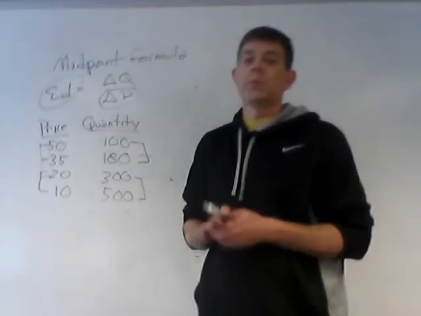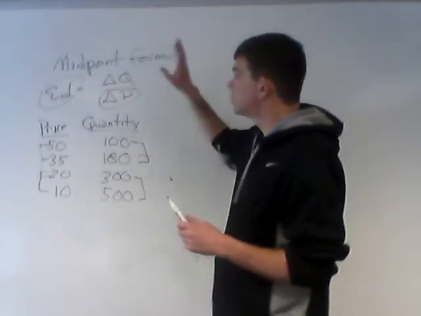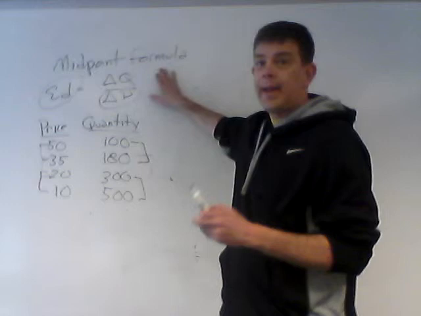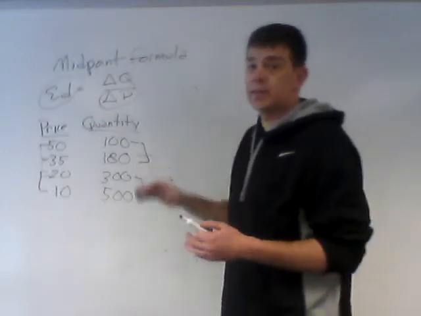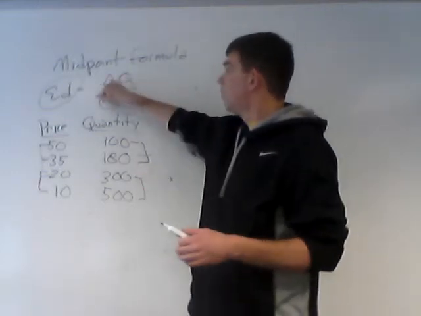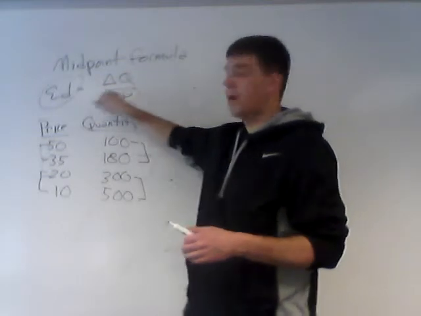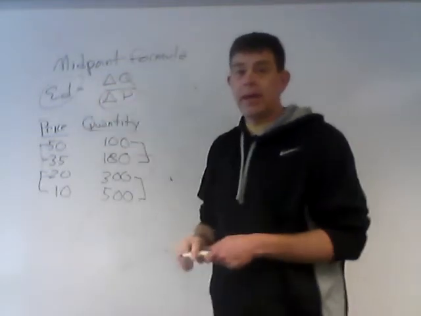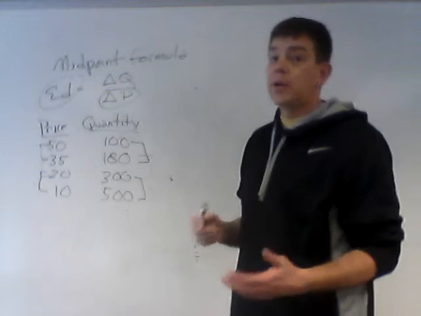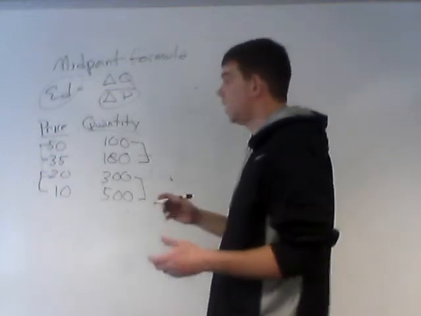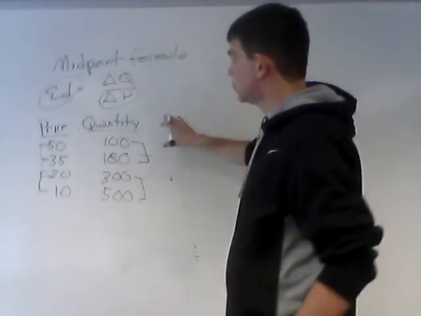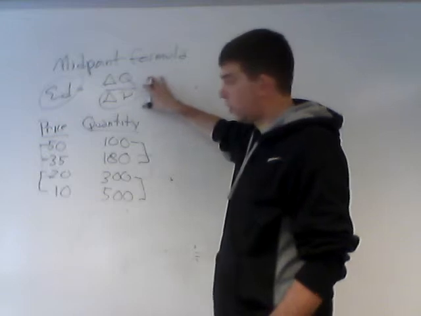And there are a number of formulas you can use to do that. We will use what's called the midpoint formula. And in essence, really what elasticity represents is the percentage change in quantity over the percentage change in price equals elasticity of demand. So how do you calculate that? Your textbook shows you the formula, and here's how the formula will play out in our example.